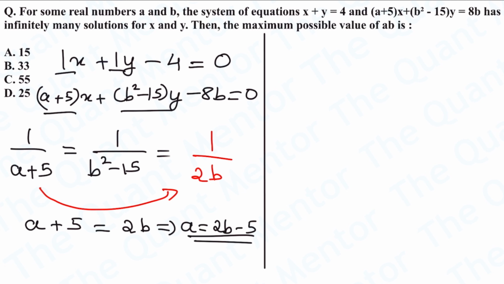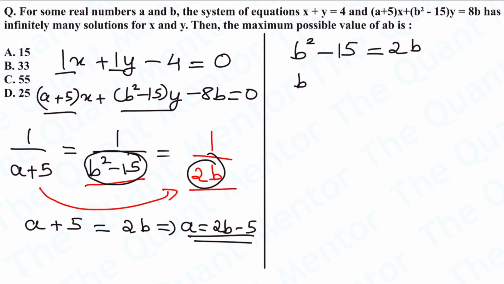And I observe that this is a linear equation in a and b, does not help me too much right now. But now the important part comes in when we equate the second and the third part. I will get 1 upon b square minus 15 is 1 upon 2b. That is, b square minus 15 should be equal to 2b, or b square minus 2b minus 15 is equal to 0.